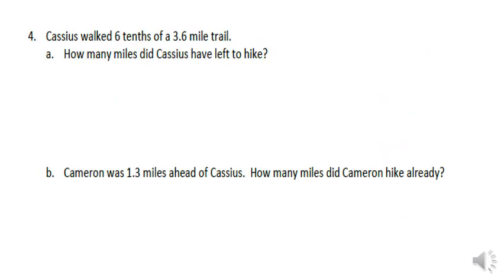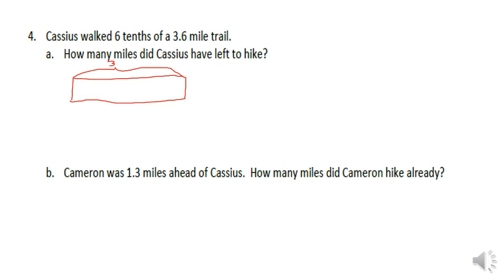Number 4, Cassius walked 6/10 of a 3 6/10 mile trail. How many miles did he have left to hike? Now, most of these children, if they do not draw a tape diagram, they are not going to be able to see the problem.